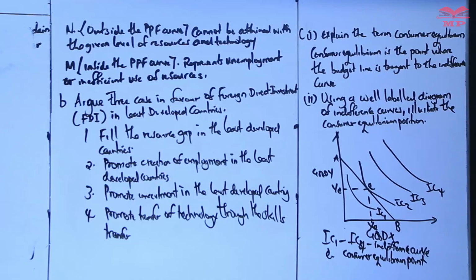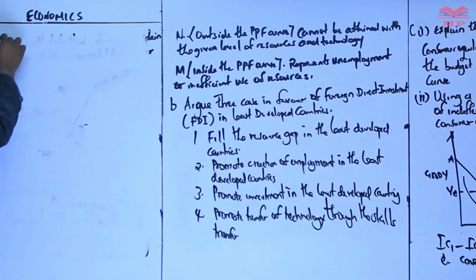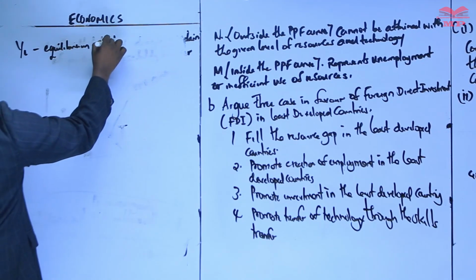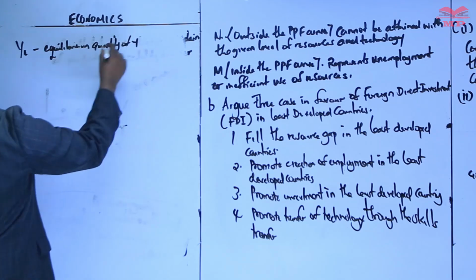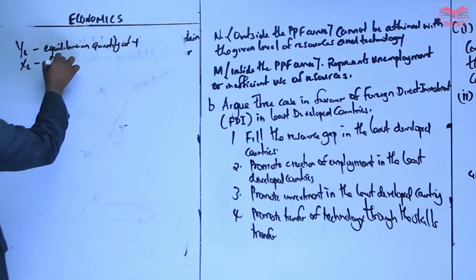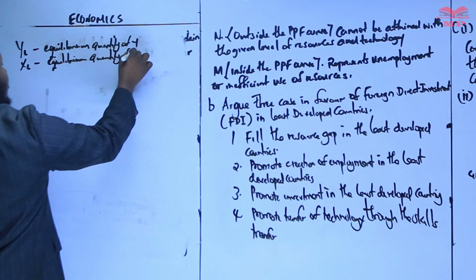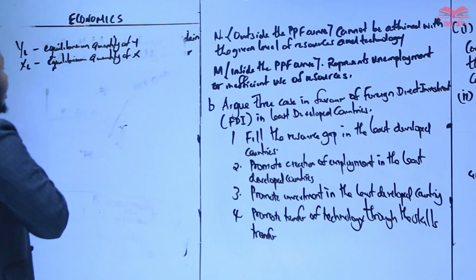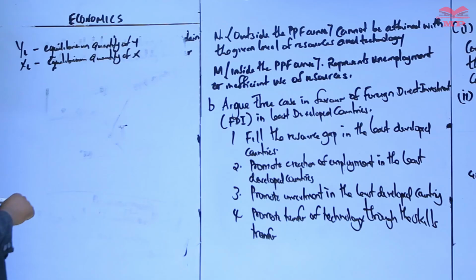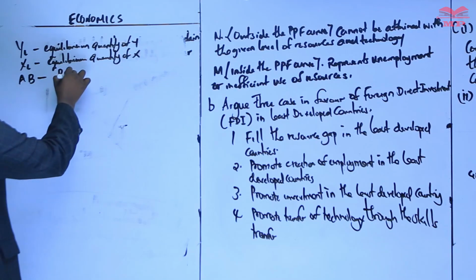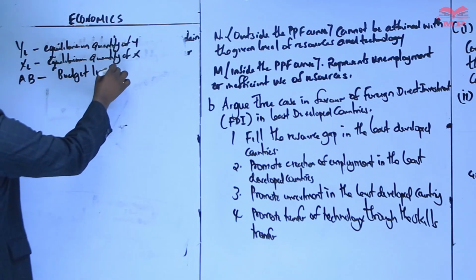And then we also have YE, the equilibrium quantity of Y, and XE, the equilibrium quantity of X. Something else we need to understand is that AB is basically what you call the budget line.